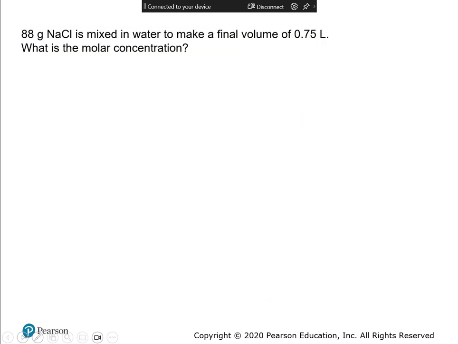So you try this one. 88 grams of sodium chloride is mixed in water to make a final volume of 0.75 liters. What is the molar concentration? So what am I trying to find here? And so what's the units going to be for that? Moles per liter, right? So the molar concentration, I'm trying to find that big M. So I'm trying to find how many moles per 1 liter, right?